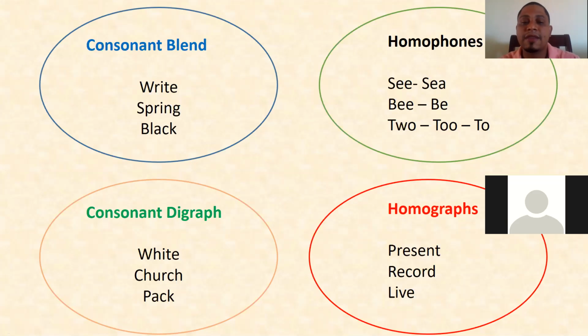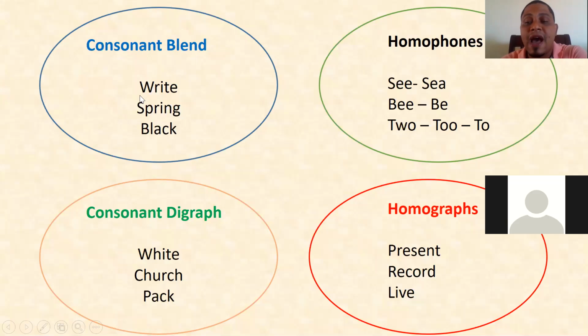But let's take the second example. We have the word spring, and we are going to focus on the first three letters. The first three letters are consonants. And when you have two or more consonants together in a word or a syllable, that's what you call consonant blend.